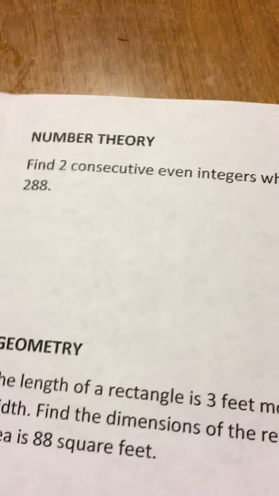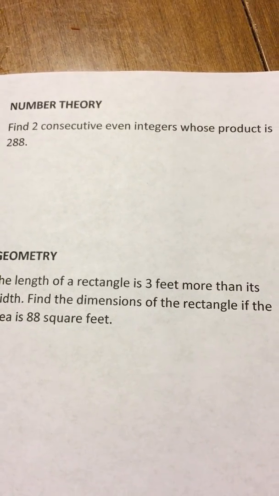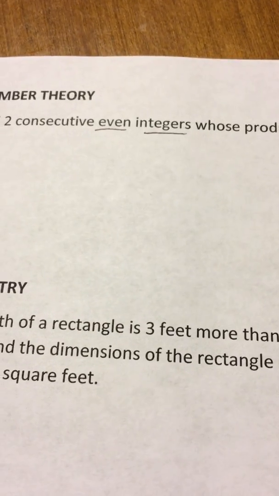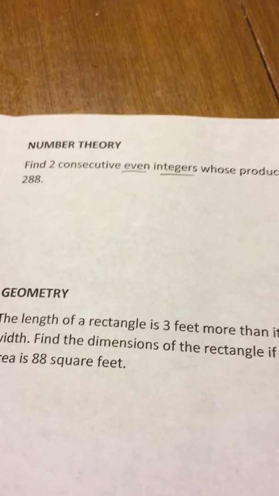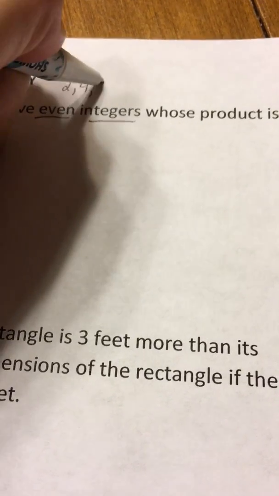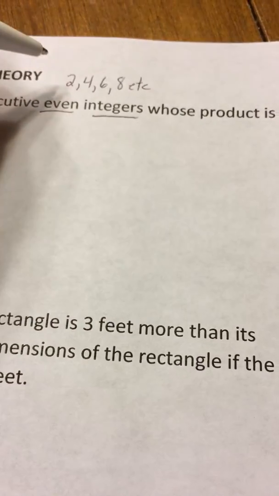Okay, last, you'll have a few of these number theory questions on your homework. Find 2 consecutive even integers. Even numbers like 2, 4, 6, 8, 10, 12. Find 2 consecutive even numbers whose product is 288. Even numbers go by 2's. Like I was listing off, 2, 4, 6, 8, etc. Even integers. So we're thinking of numbers like that.